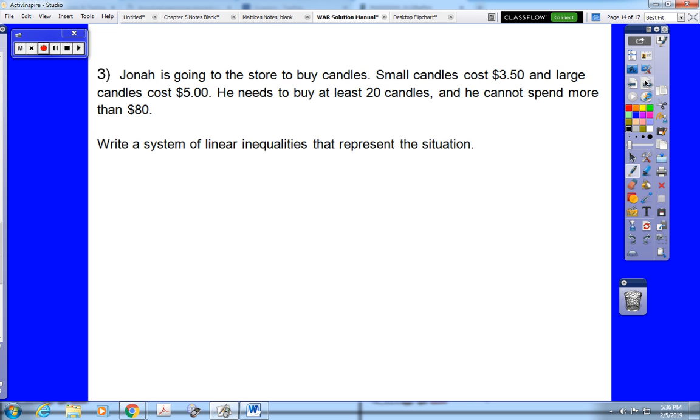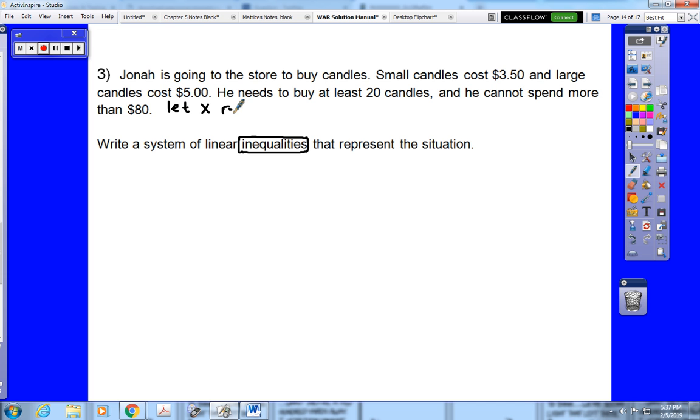On to number 3. Jonah is going to the store to buy candles. Small candles cost $3.50. Large candles cost $5. He needs to buy at least 20 candles, and he cannot spend more than $80. Write a system of linear inequalities to represent this situation. So inequalities means we're not using equal signs, we're using greater than, less than, or greater than or equal to, less than or equal to. So we need to define our variables.